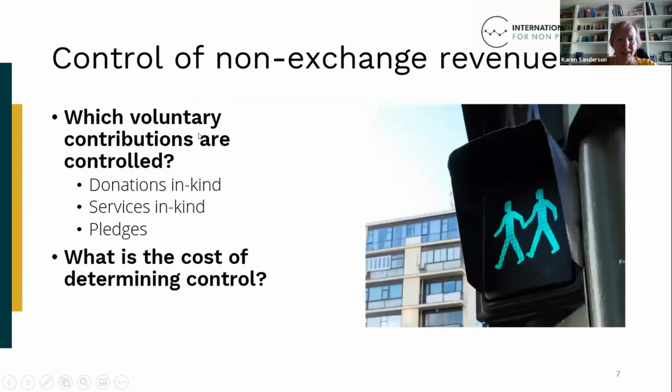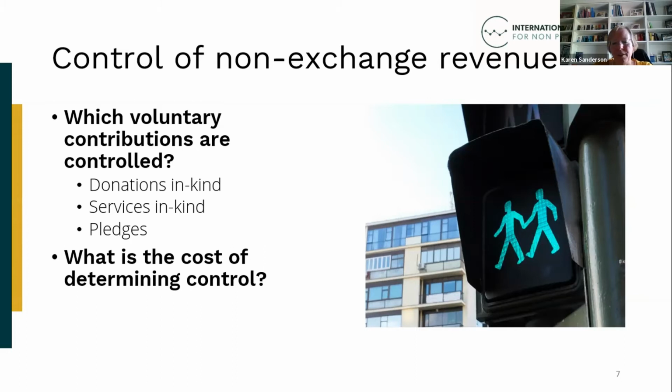Okay, next slide. So the first issue that we want to consider is whether the NPO controls the resources that have been provided to it. And you might wonder why we're starting with control. The reason is that if an NPO does not control an asset, it has to worry a lot less about whether it should recognize it or measure it, because it's not its asset. So this is absolutely the first consideration.